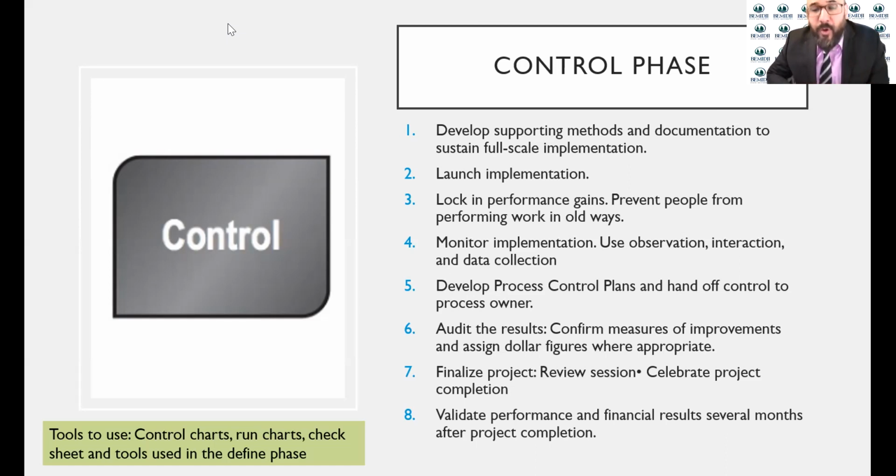Number 8, validate performance and financial results several months after the project completion. Just to make sure that everything's still in place, you probably want to do another audit several months after the project is completed, just to ensure that things go on the same and nothing wrong has been happening lately. Some of the tools that we could use: a control chart, run chart, check sheet, and any tools that we did use in the define phase, just to keep an eye on the process and make sure that the process is going well.